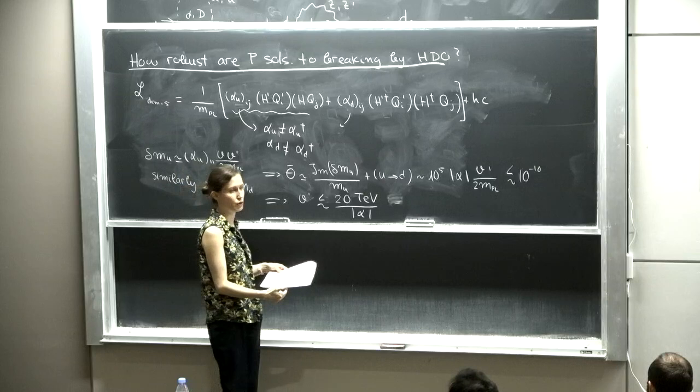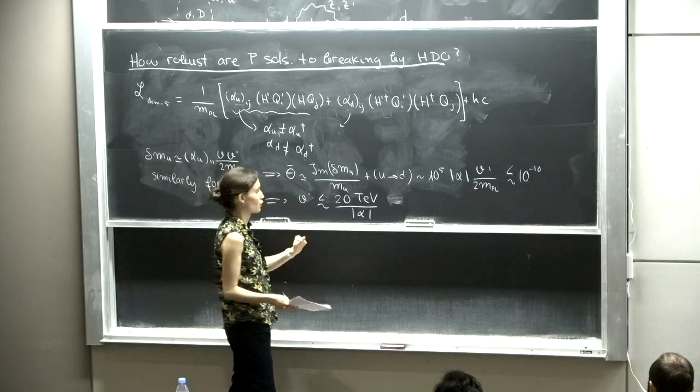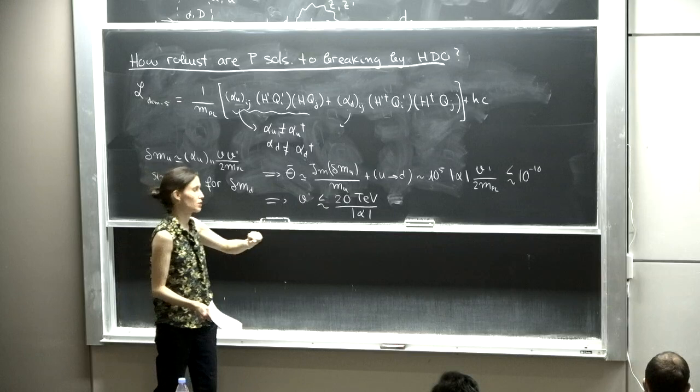So notice 20 TeV is actually very close to the current lower bound on V prime, which is 18 TeV, which is kind of funny. But notice in particular that we are taking the leading dimension five higher dimensional operator, assuming these coefficients are order one, so we're not making any special assumptions, and we're still good, okay?